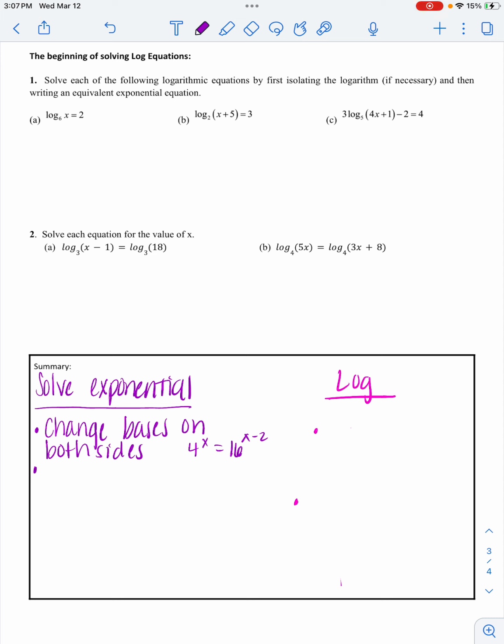If you didn't do a base of 4, or couldn't change the bases on both sides, you would apply a log to both sides so that you could use your inverse operations.